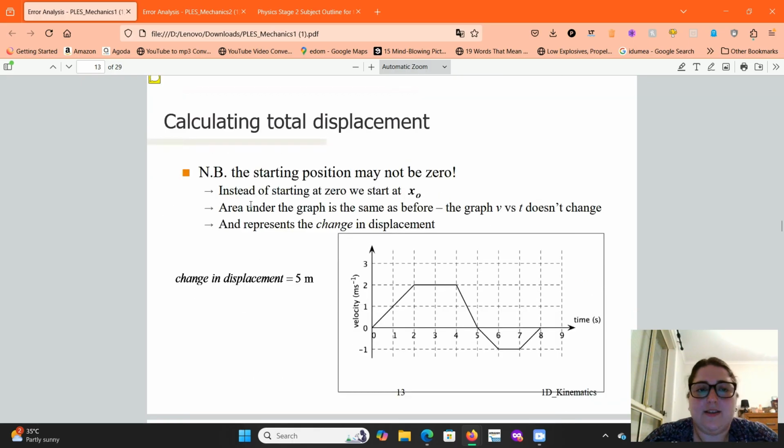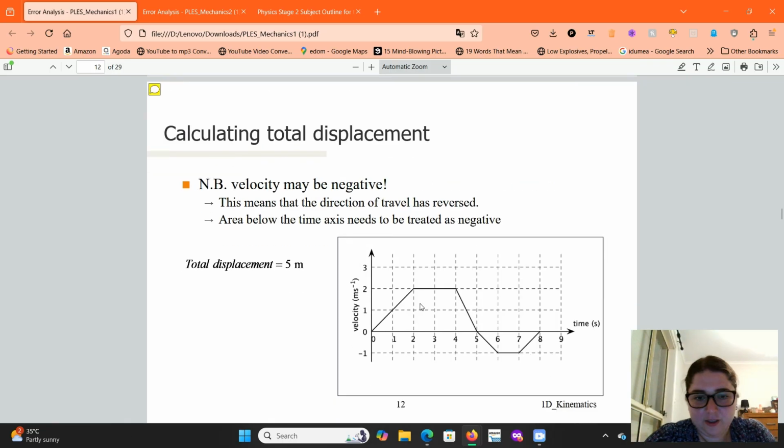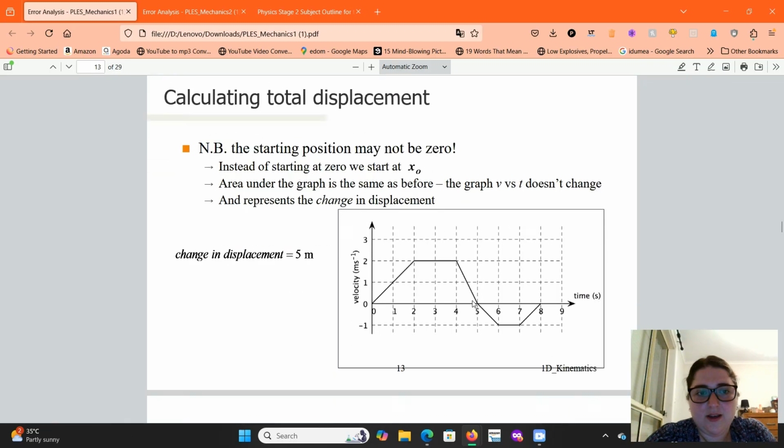The starting point may also not be 0. So instead of starting at a displacement of 0, we start somewhere else. The area under the graph is the same as before. The graph of v versus t doesn't change. This graph here is the same as this graph here, and it represents the change in displacement.